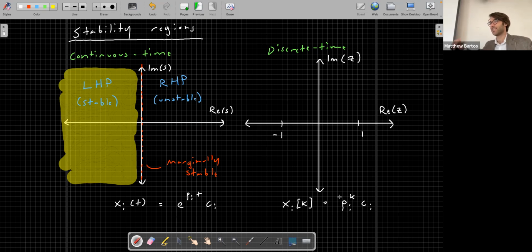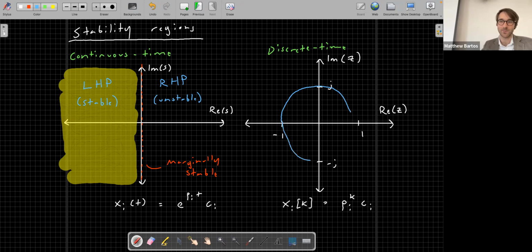Yeah, so it will oscillate between negative and positive, right? But it will still go to infinity if the pole has an imaginary component greater than 1. So we can define the region of stability as being the circle in the complex plane. So here we have j, here we have -j, and our region of stability is actually just the unit circle in the complex plane.